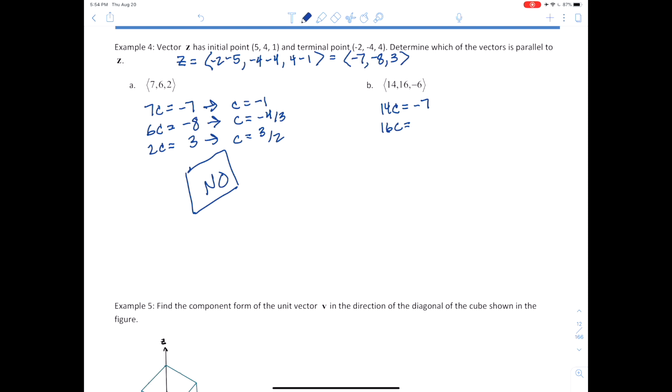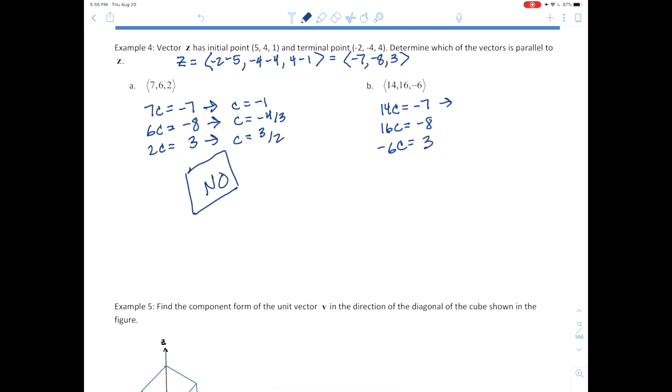But the second one, okay, 14c would have to be negative 7. 16c would have to be negative 8. And 3c would have to be negative, oops, sorry. Not 3, we would have negative 6. Negative 6c would have to be equal to 3.